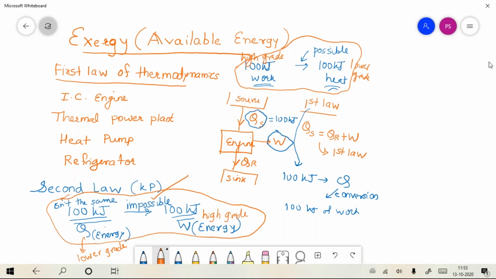Anybody else would like to say something that you have understood, whether the second law talks about the quality of energy and that we need a separate term called available energy to talk about quality?